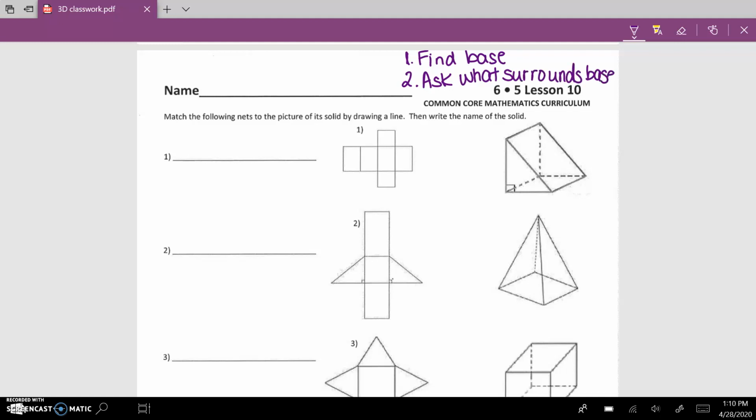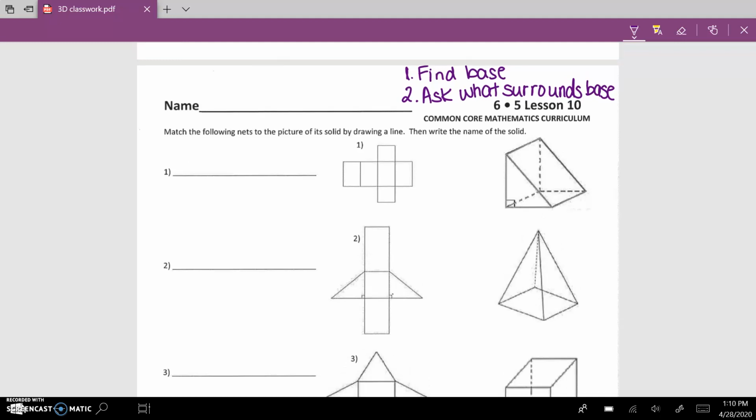Okay, so remember, the base is like what you can hold in the palm of your hand. It's like the flat surface. And in general, there's only ever one or two bases. Okay, there's either one or two of these. Can't be any more of that.